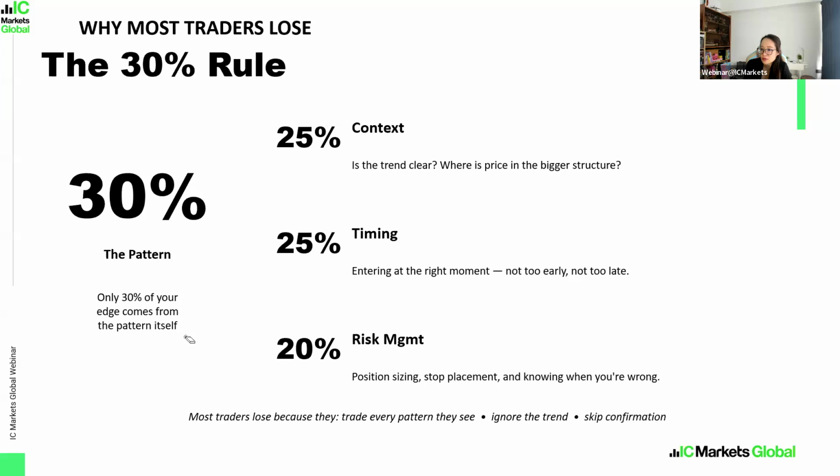So why do most traders lose? The 30% rule. Only 30% of your edge comes from the pattern itself. 25% is context: is the trend clear, and weigh the price in the bigger picture. 25% is timing, entering at the right moment, not too early, not too late. 20% is risk management: position sizing, stop placement, and knowing where you are wrong. So whenever you see the pattern, you have to wait for confirmation on timing, and always ask yourself where your stop loss is if you want to place a buy or sell.